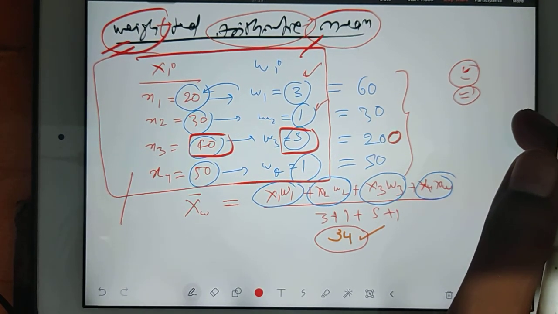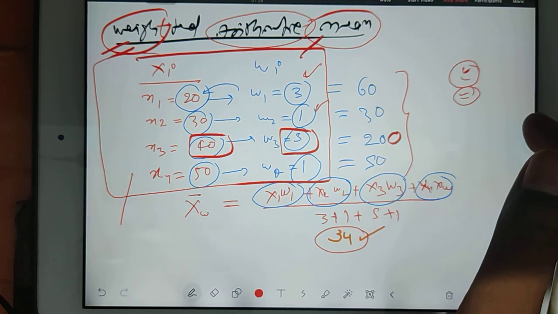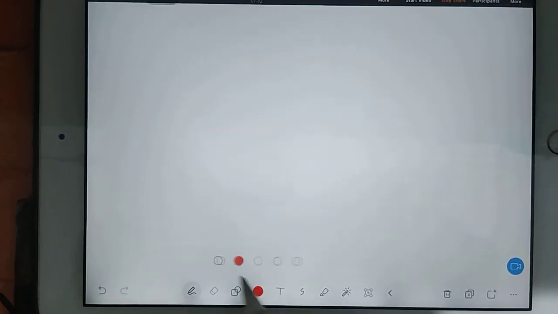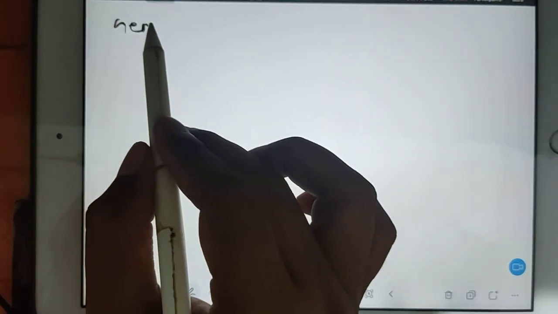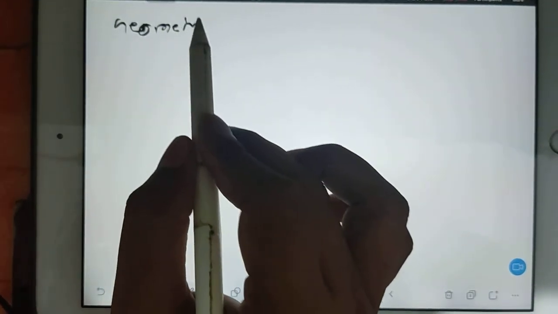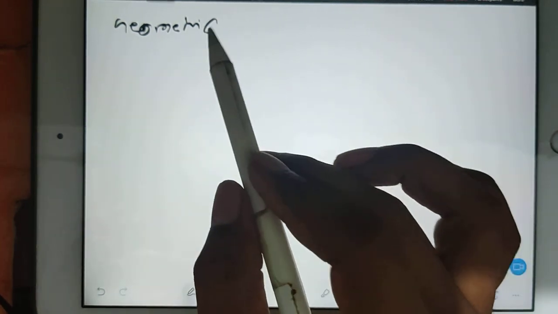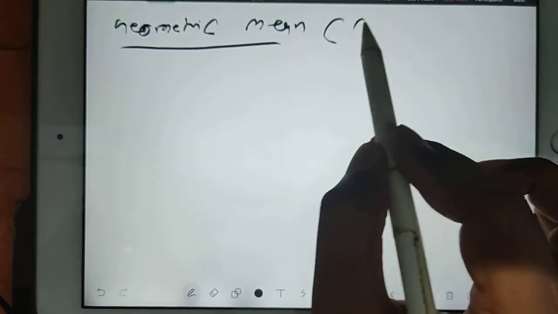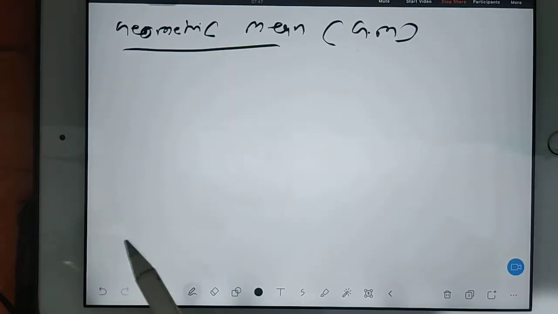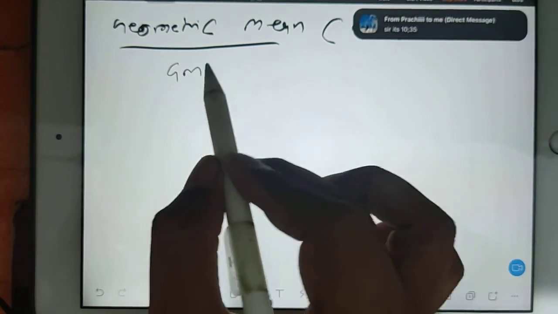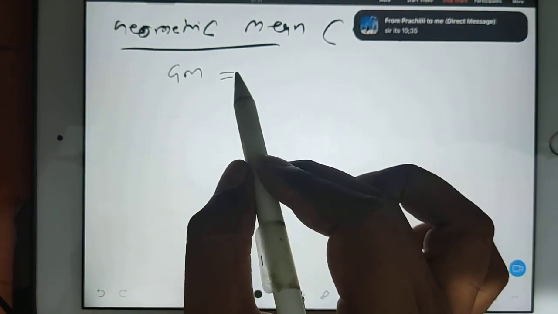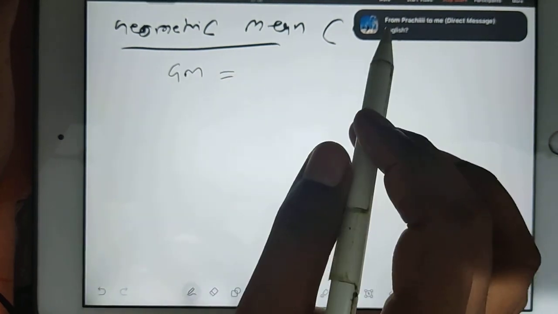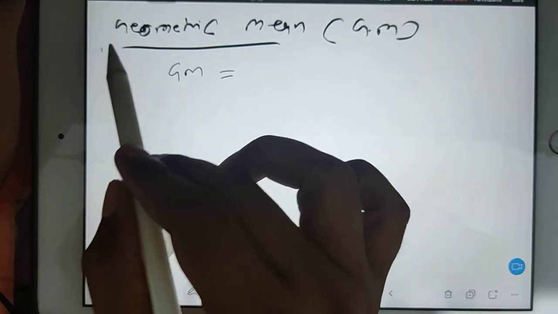Now we are going for geometric mean. Geometric mean also is important. So I'm changing the page. Go for geometric, not geometrical, my mistake, geometric mean. In short, we say GM. And to calculate GM, we have a direct formula. Oh yeah, time is about to be over. Let's start verbal ability. Geometric mean we'll do in the next class.